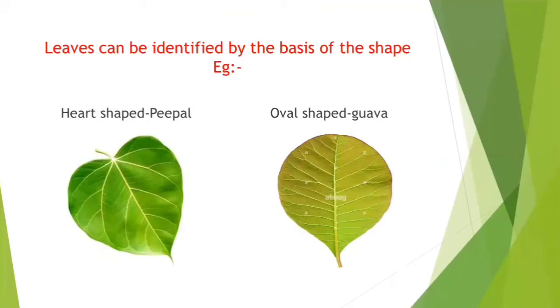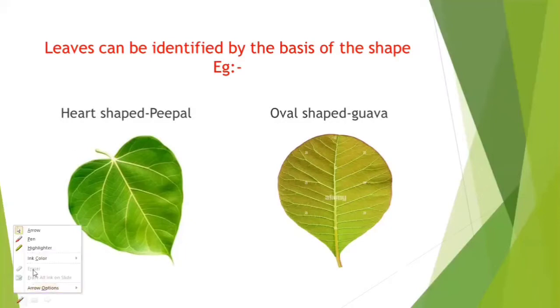Now we will talk about their shape. As I said, there are many leaves and many plants in your surroundings. You can see that one shape is like an oval, another is like a heart shape. They are different. Many shapes like these exist, which is why leaves can be identified on the basis of their shape also. So today we will talk about 2 shapes, the heart shape and the oval shape.